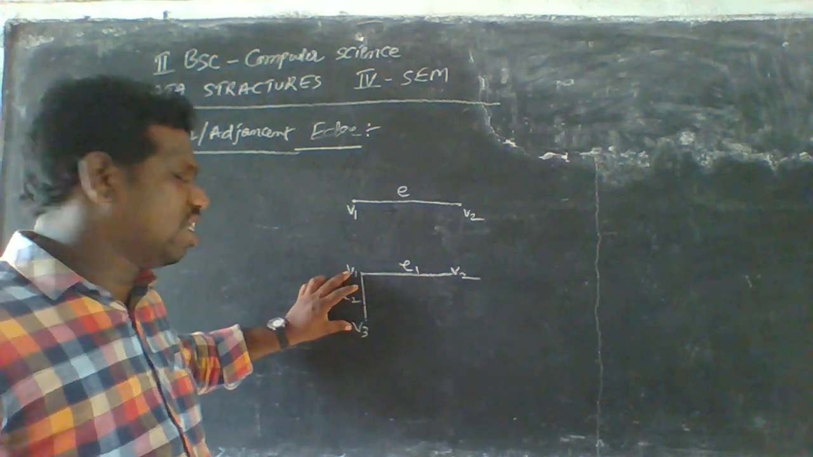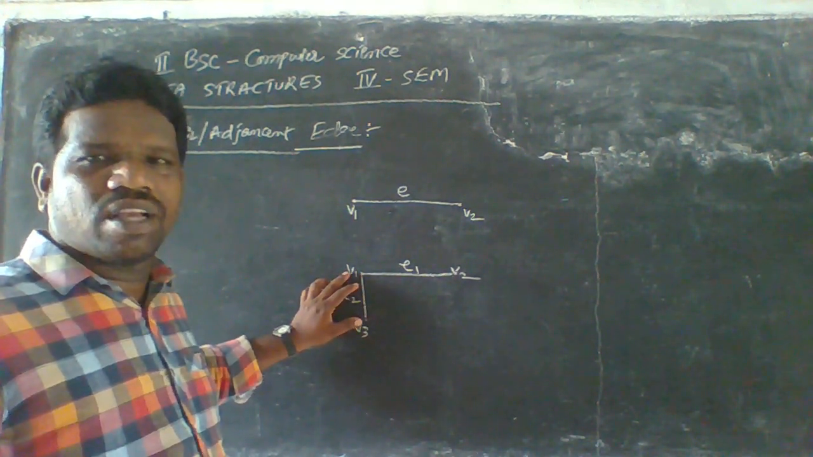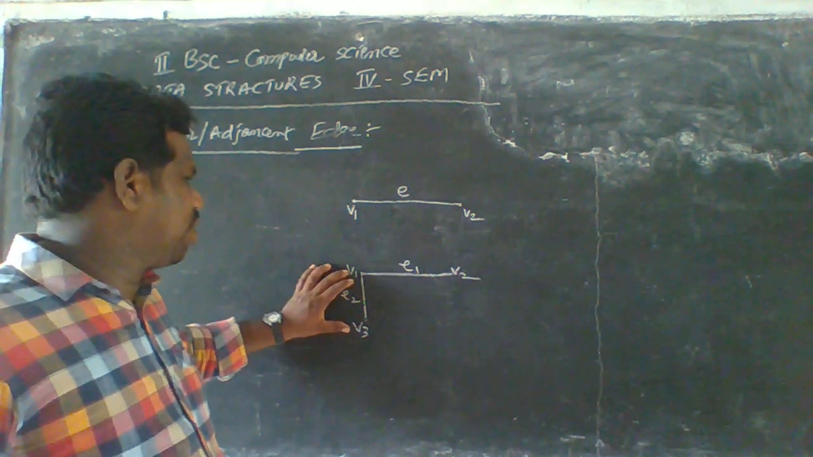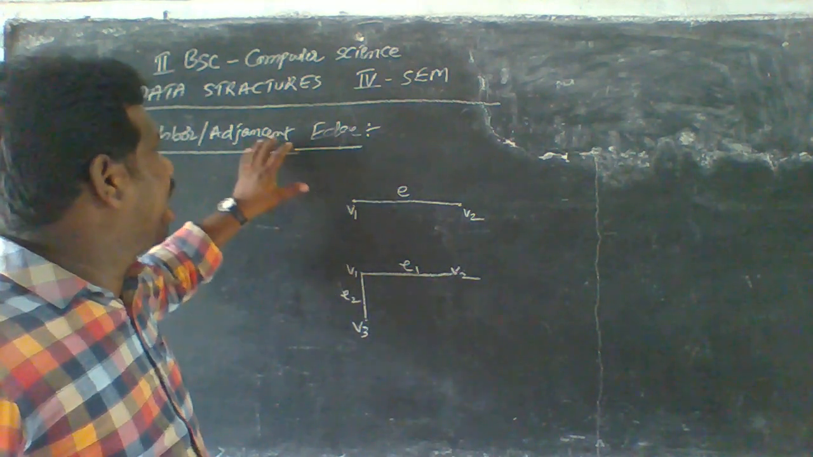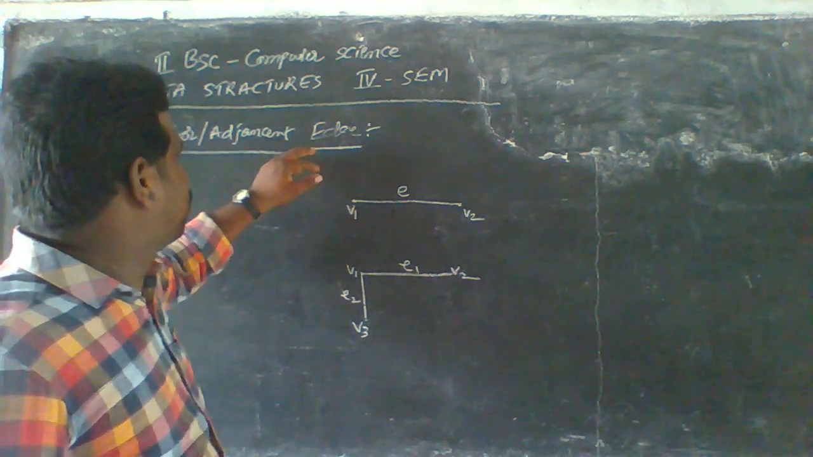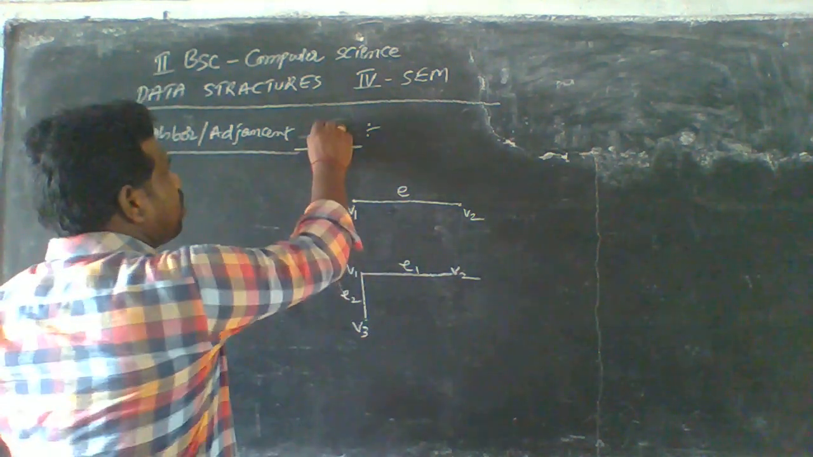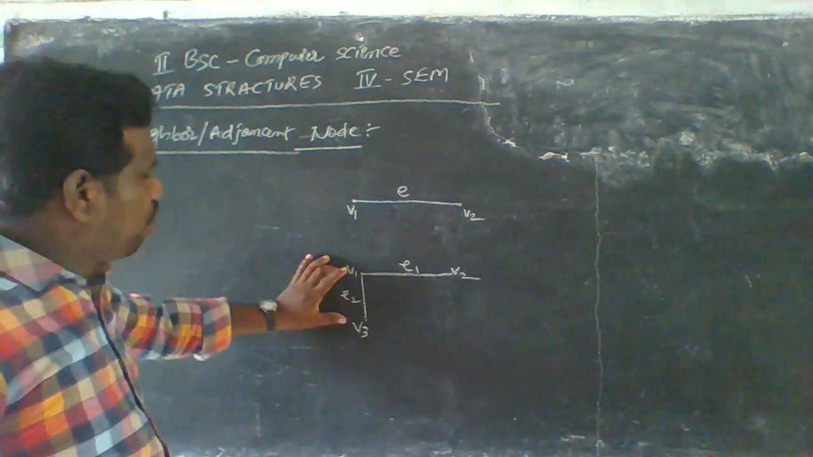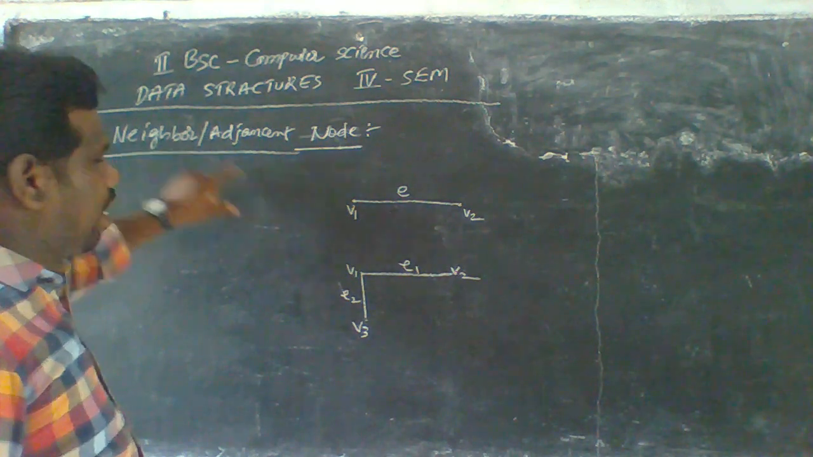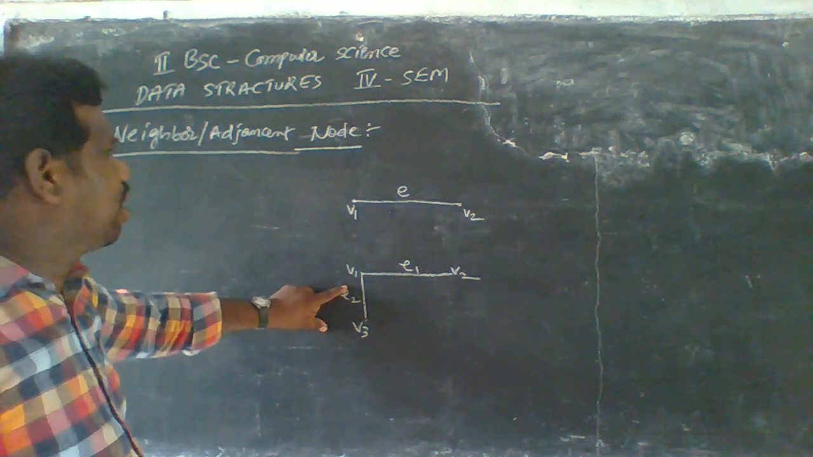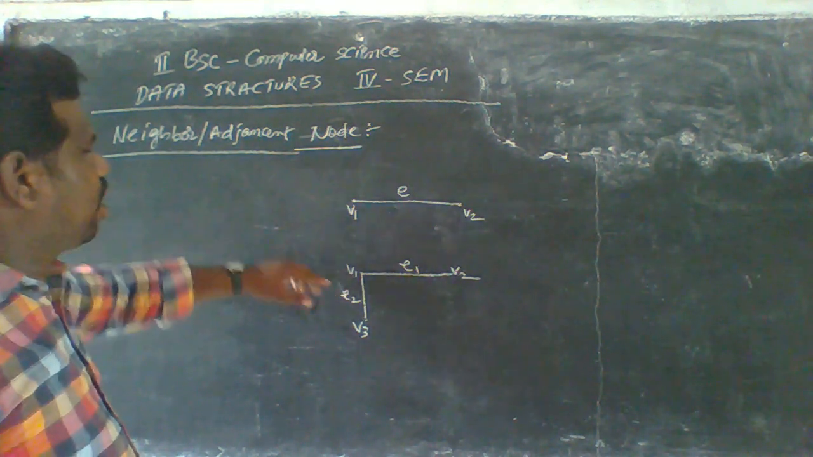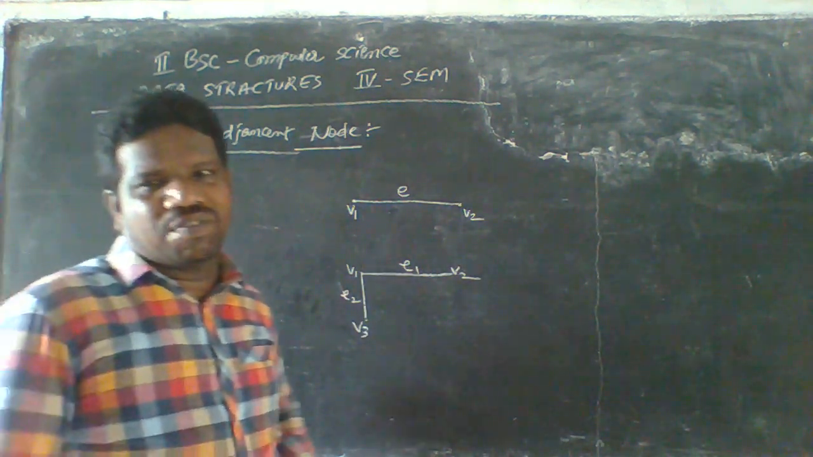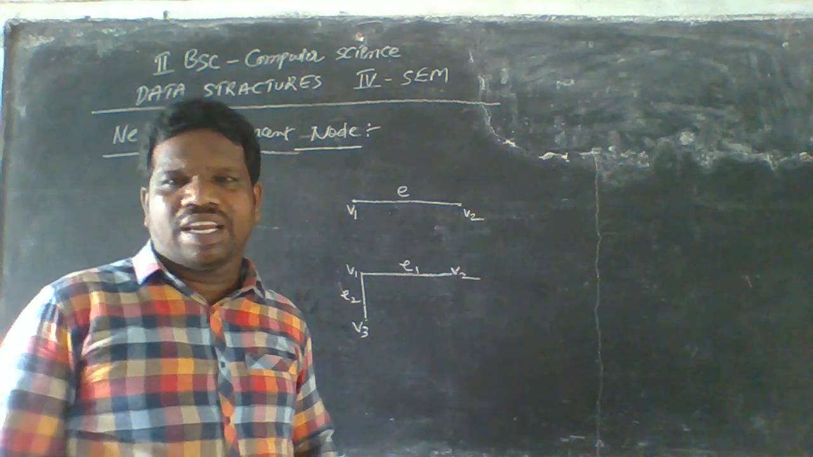So in this session we have to talk about V1 and V3. V1 and V3 both belong to what here? V1 and V3 both belong to the adjacent nodes, and V1 V2 are also known as neighbor vertices. Okay, and V1 V2 both belong to what here? A pair of nodes here.